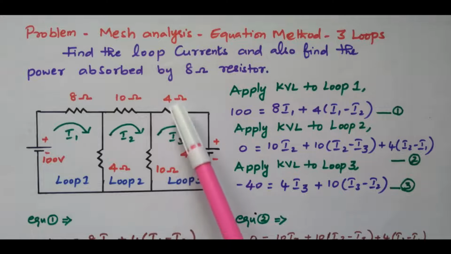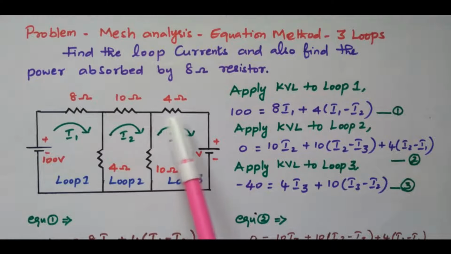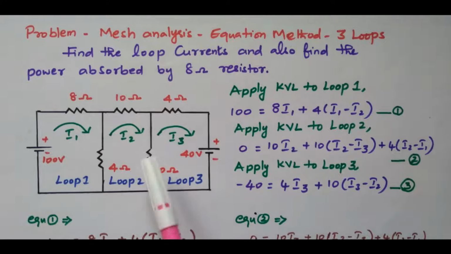Then what are the resistors available? This 4 ohm and 10 ohm. In the 4 ohm only I3 is flowing. So 4 into I3. In this 10 ohm, we already discussed I2 and I3 are flowing. I2 is flowing downwards, I3 is flowing upwards. Both are in opposite directions. So the difference between these two currents will be flowing through the 10 ohm. But while referring to loop 3, we need to take I3 minus I2. While referring to loop 2, I2 minus I3. That is the only difference. So this is the potential drop. This is the voltage source, this is the drop across 4 ohm and this is the drop across 10 ohm.